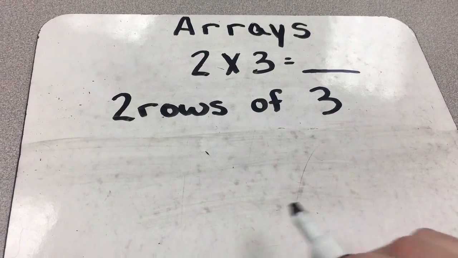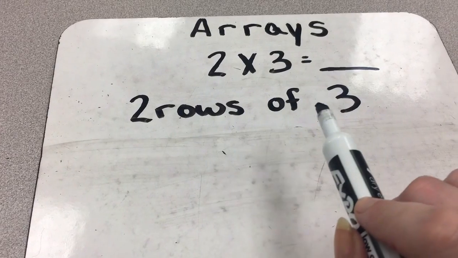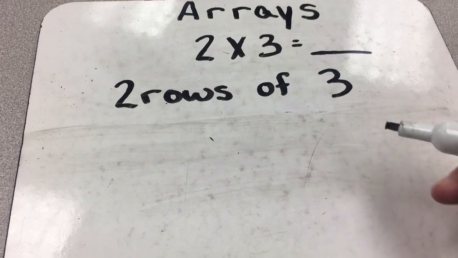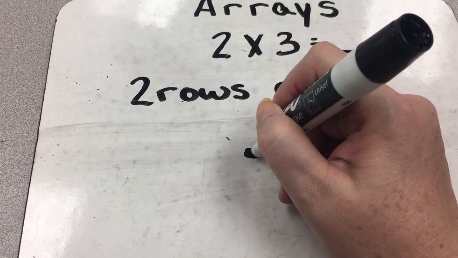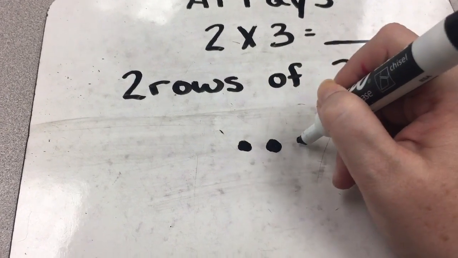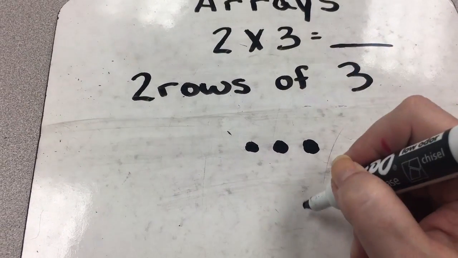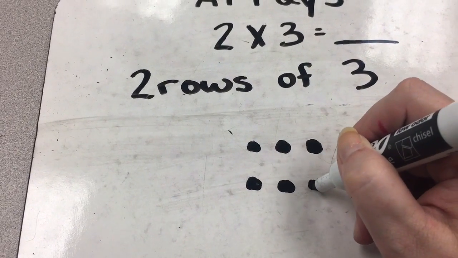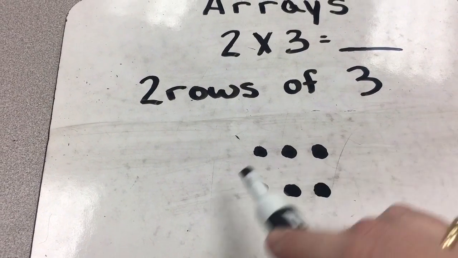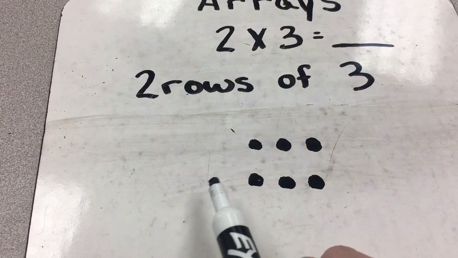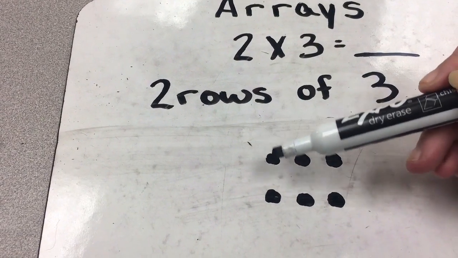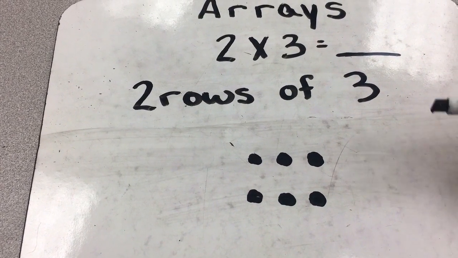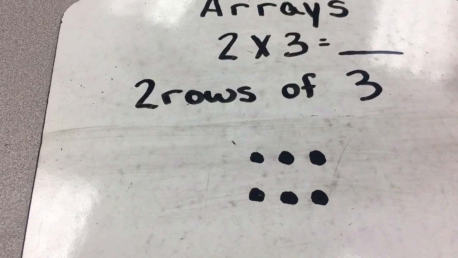So, in this case, I have 2 rows and I have 3 in each row. We need to remember that the rows go across, the columns are going to run up and down. So, I have 1, 2, 3. That is 1 row. 4, 5, 6. That's 2 rows. I have 2 rows, 1, 2, and 3 columns. 1, 2, 3. And they will be able to count those dots, once again, to find their answer.